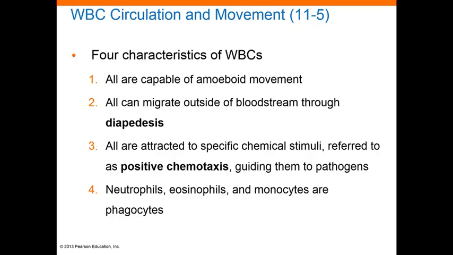Circulating white blood cells have 4 characteristics. All circulating white blood cells are capable of an amoeboid type movement, meaning that they can wiggle their way through capillaries and squeeze in and out of small spaces through the tissues.